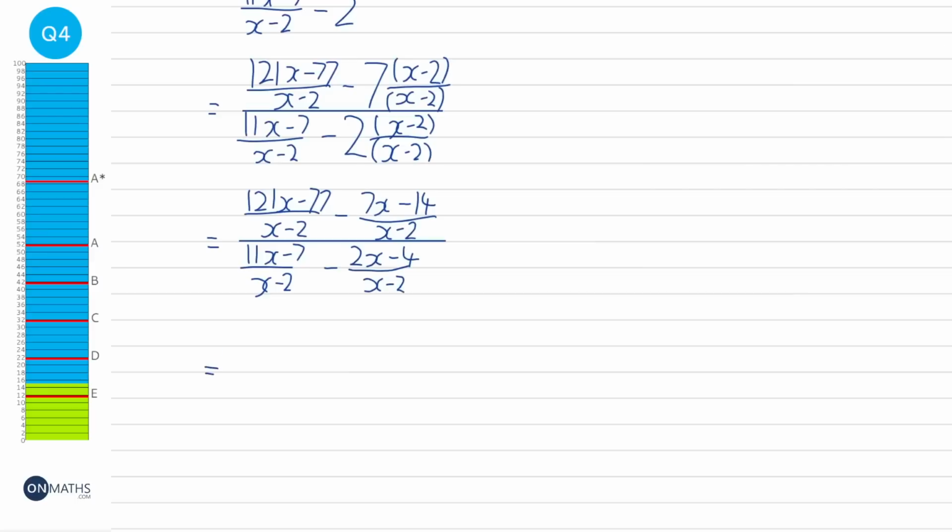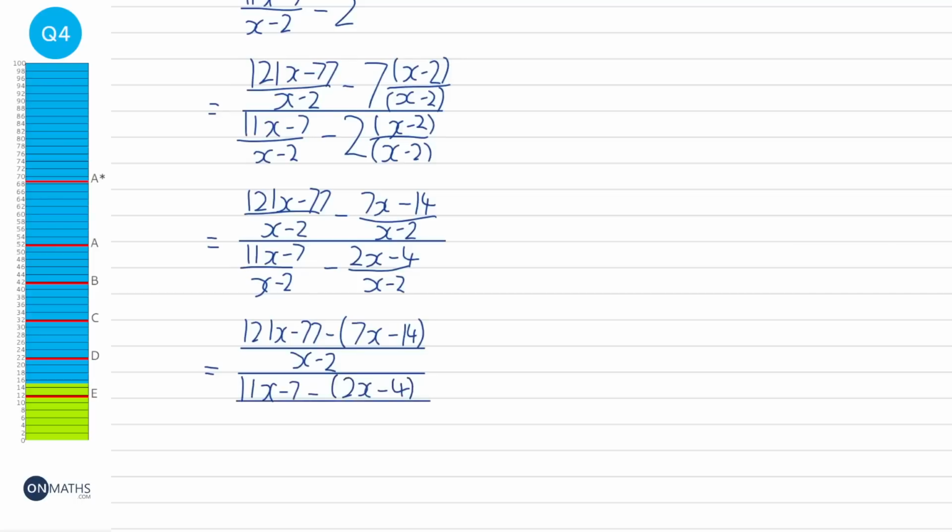Just make sure we leave ourselves lots of space. So it's going to be 121x minus 77. Now we're going to subtract the whole of that, so we need to make sure we put it into brackets. And all of that is going to be over x minus 2. And do the same with the bottom, so 11x minus 7, take away the whole of 2x minus 4. All of that is going to be over x minus 2.